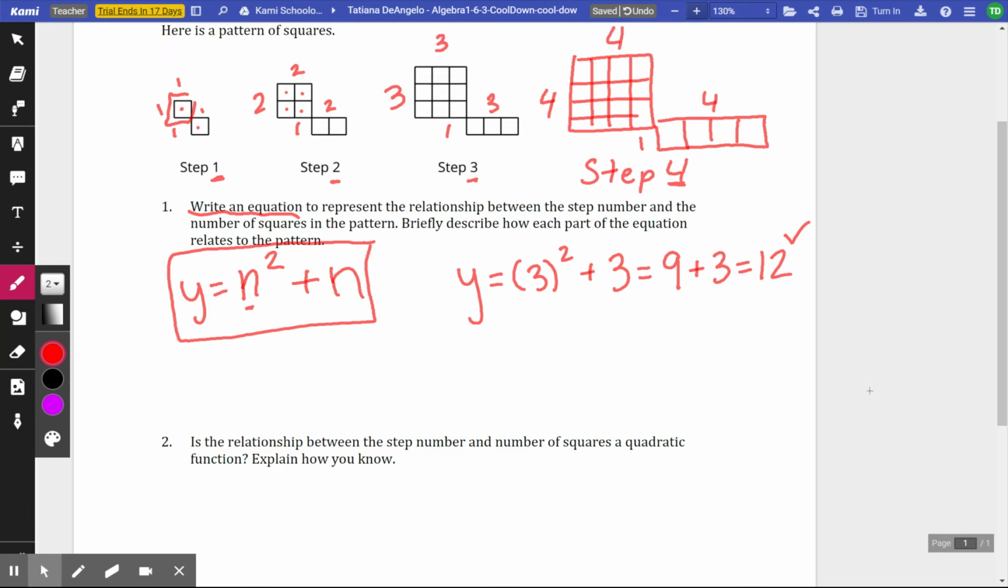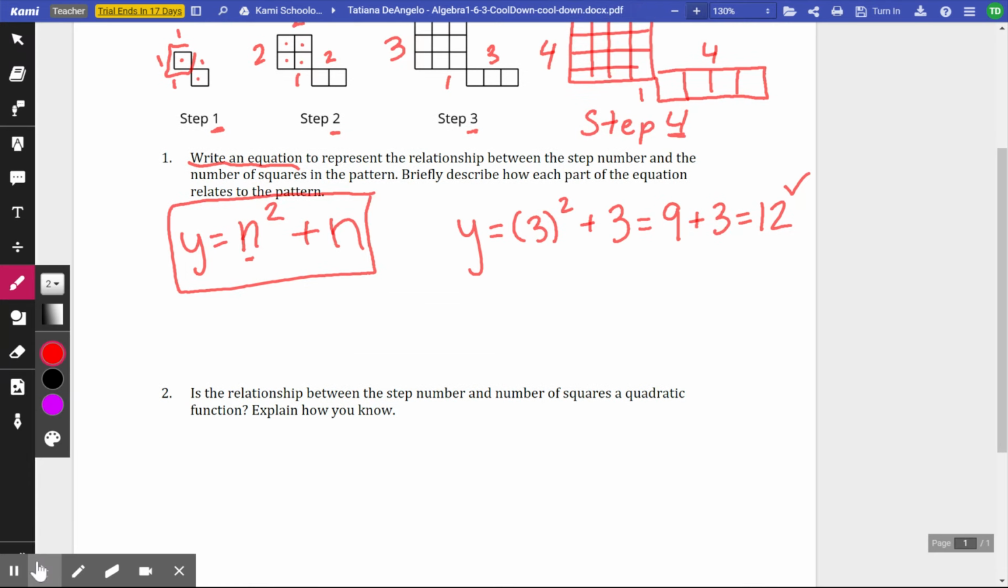Then it says, is the relationship between the step number and the number of squares a quadratic function? Explain how you know. Well, this is kind of an easy question if you know what to look for. Yes. So is the relationship between this quadratic? Yes. Explain how you know. Because of n squared. Because the equation that I came up with was n squared, that in and of itself is quadratic.